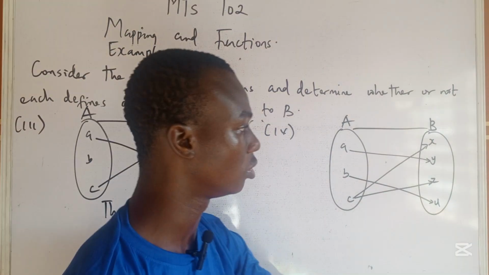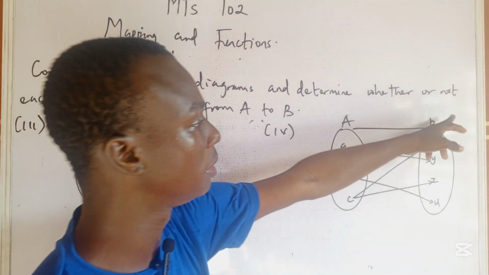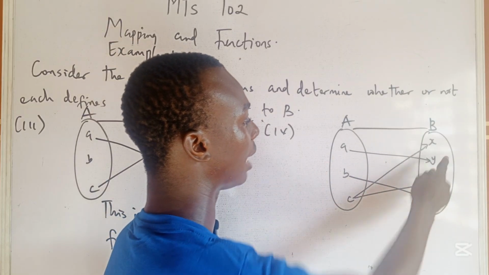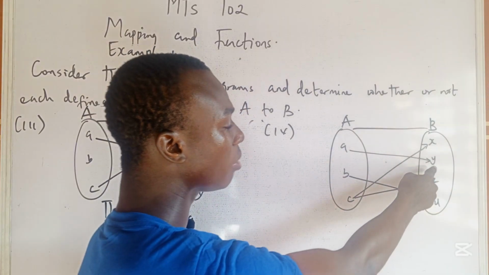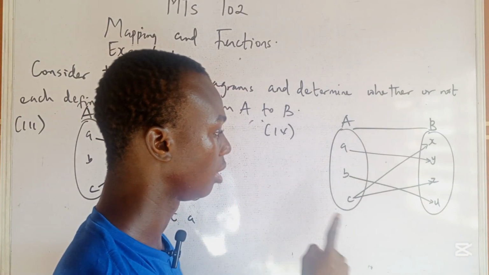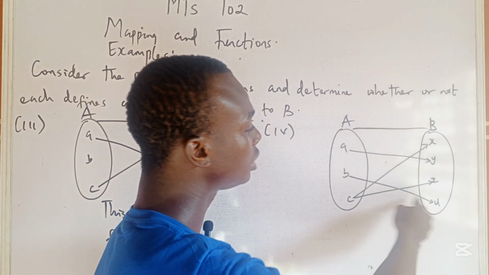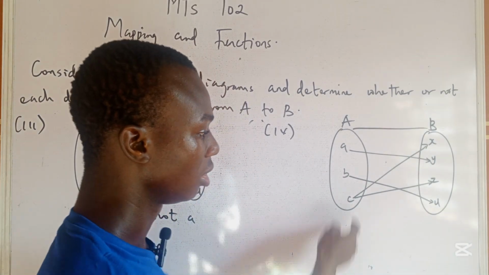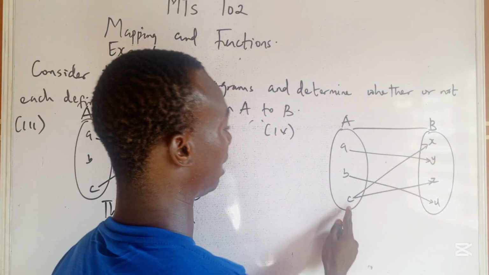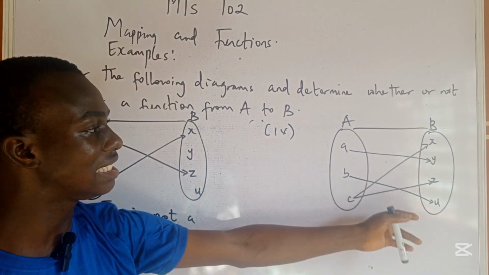Let's consider this question. Okay, the domain here is A, while the codomain is B. A has an image Y. When we notice, Y is a unique image of A. Look at B also. B also has an image U. U is a unique image of B. Look at this guy, C. C has an image X and an image Z. Okay, you can just answer this question. Is this a function?